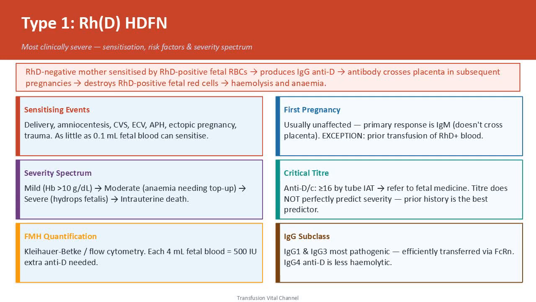Regarding titer and severity, a critical titer of more than 16 will trigger fetal medicine referral. However, the titer is imperfect for predicting severity. Next is FMH quantification, which can be done by flow cytometry or the Kleihauer-Betke test. Then there is the IgG subclass. IgG1 and IgG3 are the most efficiently transferred by the FcRn receptor and are most hemolytically potent. IgG3 has the highest complement fixing capacity but has a short half-life of 7 days versus 21 days for IgG1.